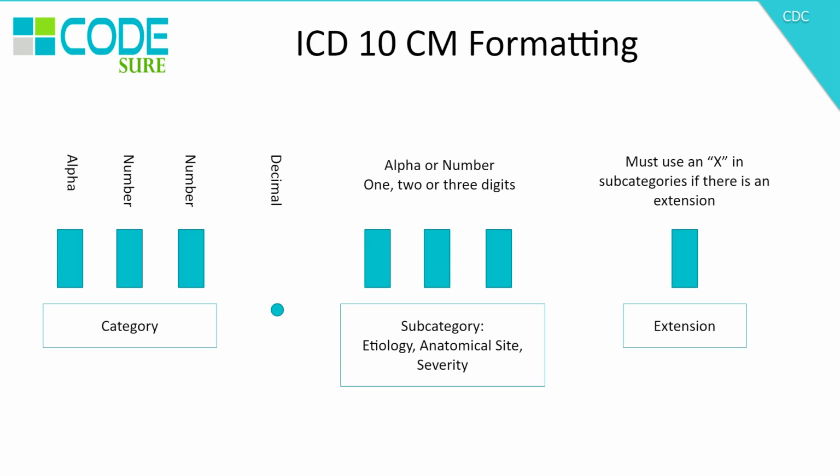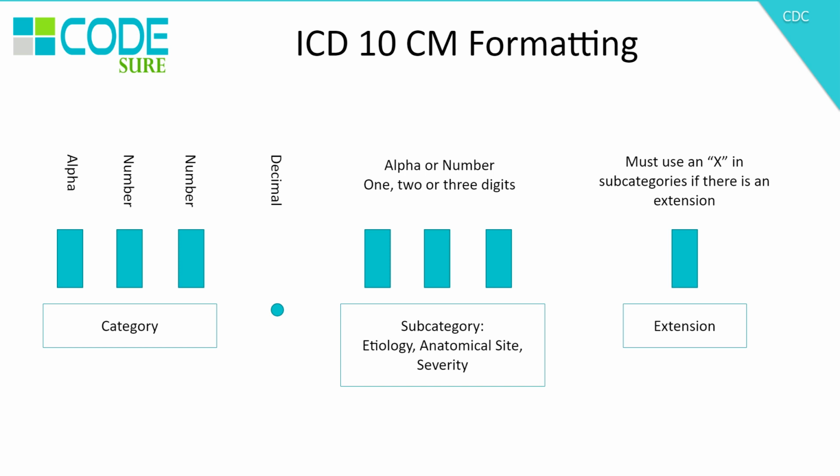ICD-10 formatting can include 3, 4, 5, 6, or even 7 characters. These characters are divided into categories. A category has 3 characters. It begins with an alpha, or an alphabet letter, and it's followed by 2 numbers. Then you will find a dot or a decimal, and your subcategory. Your subcategory represents the etiology, anatomical site, or the severity of the injury or disease. For some codes, a 7th character or an extension is used.